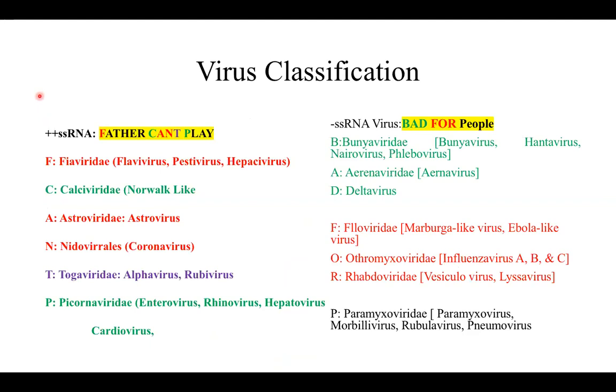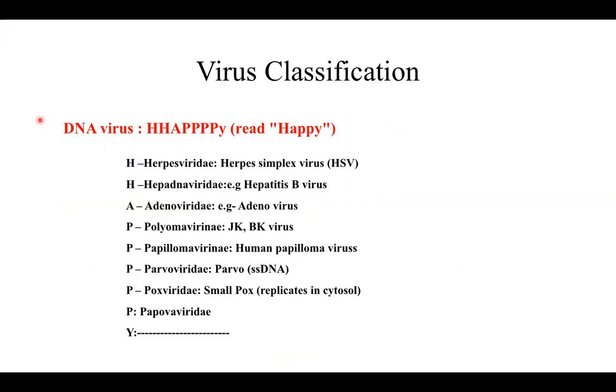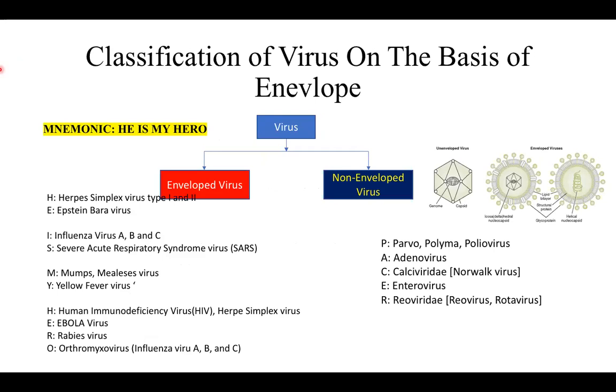In order to memorize the names of positive strand, single-stranded RNA viruses, the mnemonic is father can't play. In order to memorize the names of negative strand RNA viruses, it is bad for the peoples. In order to memorize the names of DNA viruses, the mnemonic is happy. In order to memorize the names of enveloped viruses, it is he is my hero.